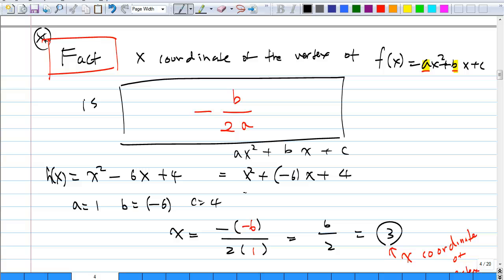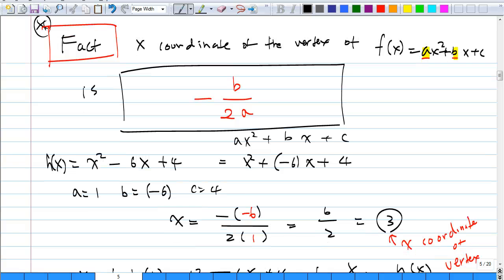It's -b/2a. It's not b/2a. Please be careful. Right? So you should get 3. That's the x coordinate of the vertex, right? Do you see? What's negative times -6? +6. +6/2. Isn't that 3? So you don't get -3. You get +3. It's -b/2a, not b/2a, guys. Please. There's a big negative there. Okay? Does that make sense? So it does work out, doesn't it?